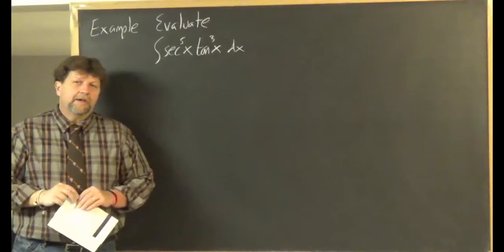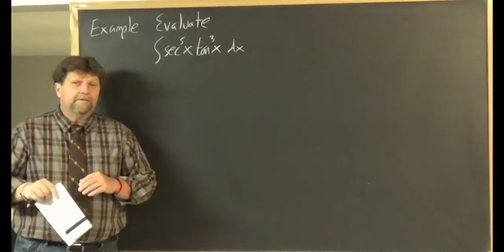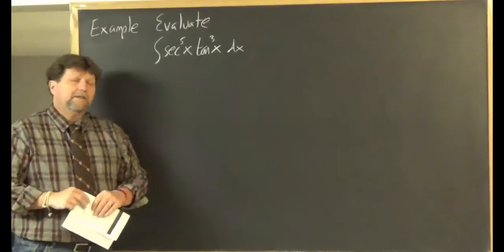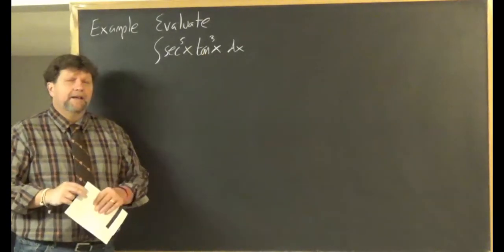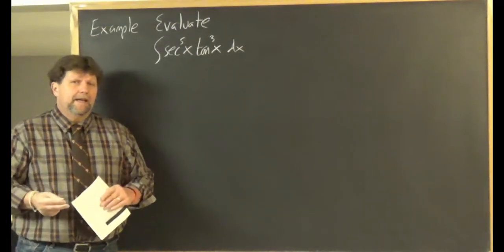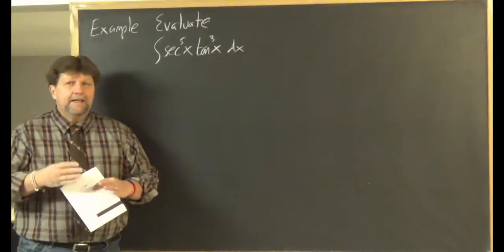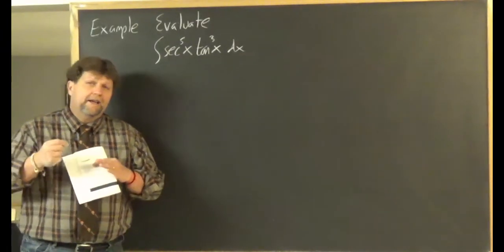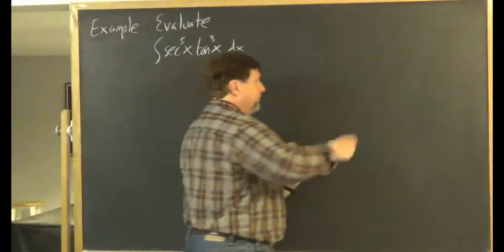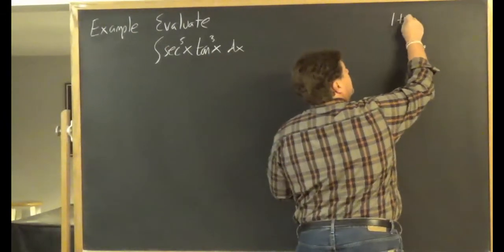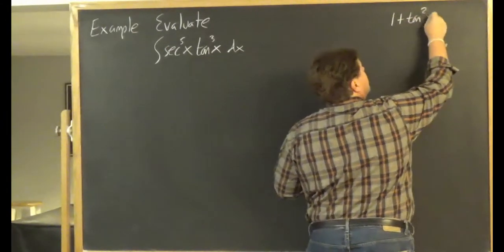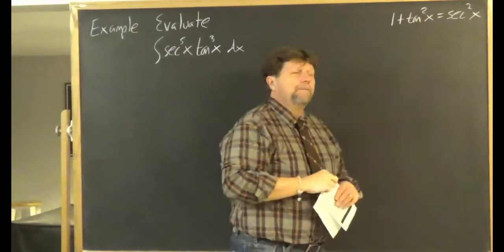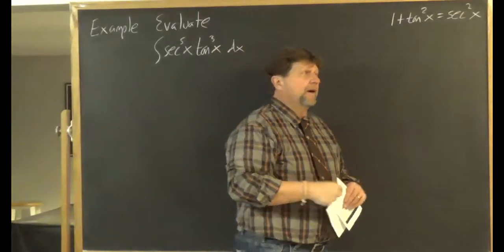All right, now we're going to start looking at some trig integrals that involve secants and tangents. In this example, we're asked to evaluate secant to the 5th x tangent cubed x dx. When I see secant and tangent in the integrand, I instinctively write down the Pythagorean identity, 1 plus tangent squared equals secant squared.